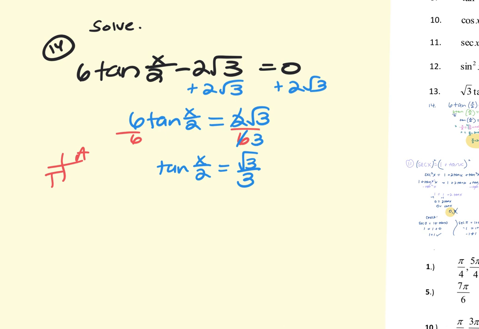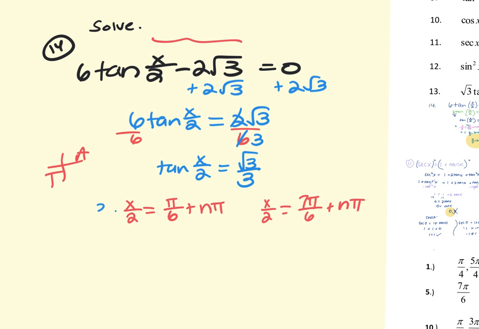So the x over 2 would equal pi over 6 plus n pi, and x over 2 would equal 7 pi over 6 plus n pi. I have to add the interval on because it didn't give me the interval in the instructions. And with sine and cosine, it would be 2n pi, but with tangent, it's n pi.